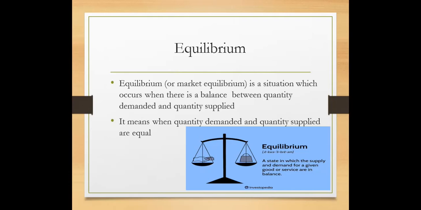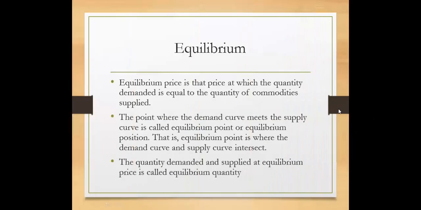Other definitions are: equilibrium is a situation which occurs when there is a balance between quantity demanded and quantity supplied. Okay, it also means when quantity demanded and quantity supplied are equal. So that's what equilibrium means.